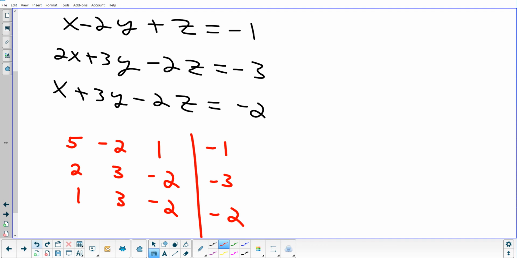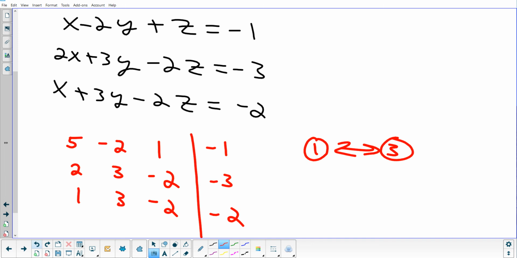So rather than multiplying everything by 1/5, does anybody see another way you could get a 1 in the upper left if this was the problem? You can use the third equation. Yeah, you can swap rows 1 and 3. And a swap is going to look like this. That's the notation for a swap.